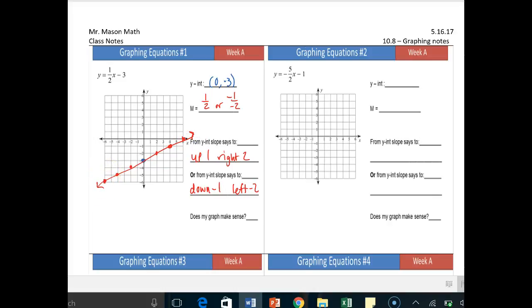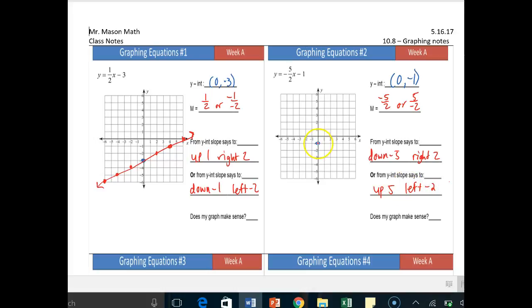Number 2, the y-intercept is (0, -1). So this means we have to put a dot at (0, -1). That's where we're starting, always on the y-axis. Our slopes are either -5 over +2 or 5 over -2. Either way, this is a negative number. So I can move down 5 and right 2, or I can move up 5 and left 2.